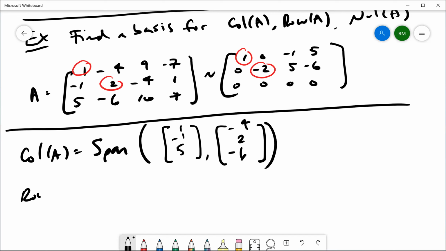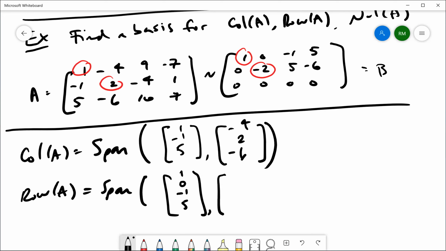What about the row space of A? Well, we have the pivots in rows 1 and 2. So we take the rows from the B matrix on the right as our basis elements. Last but not least, we need to find the null space of A. That's the same as the null space of B.